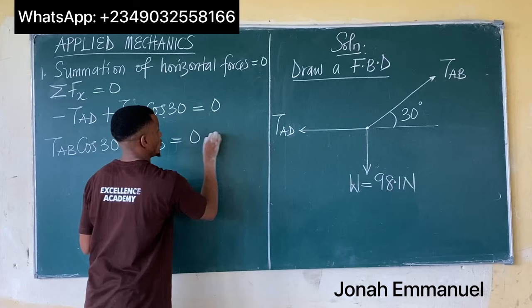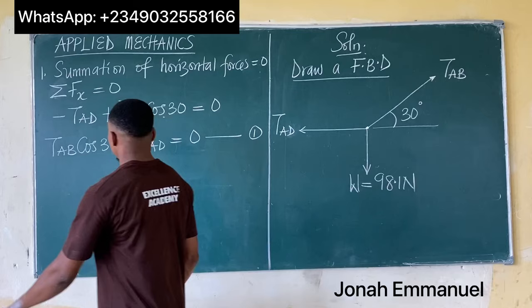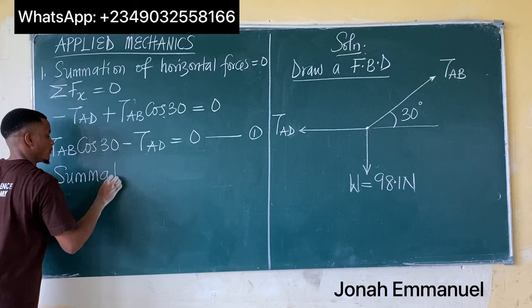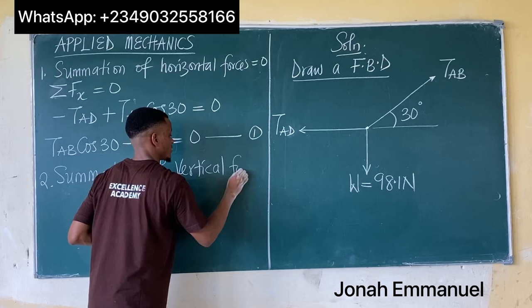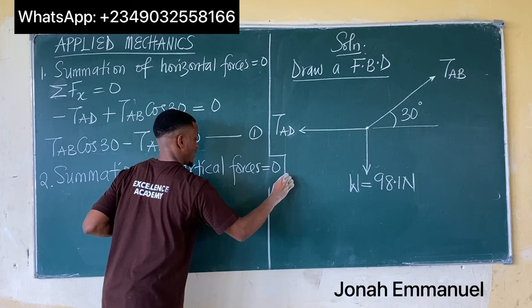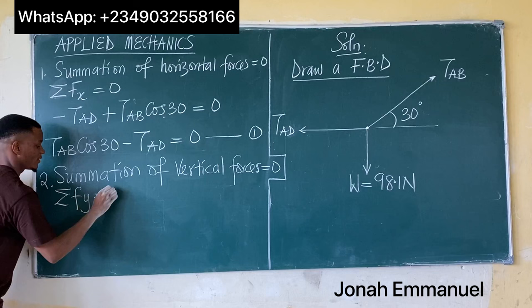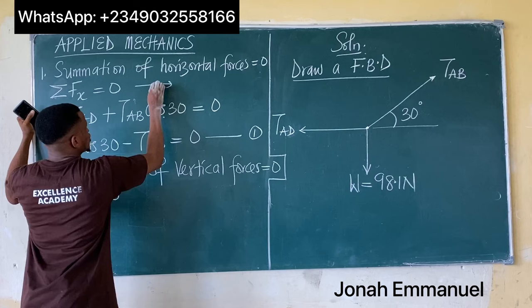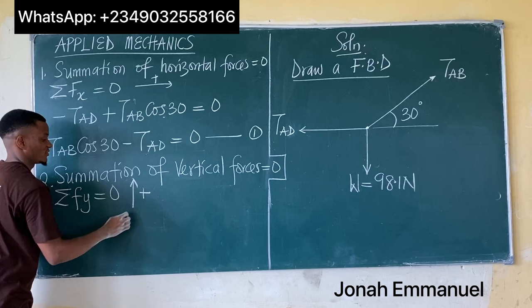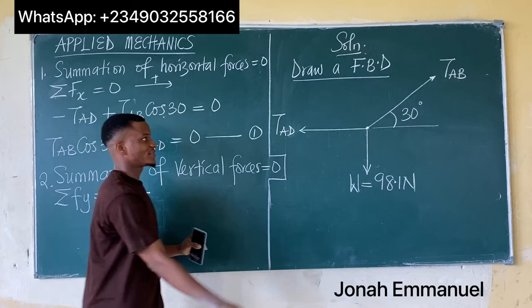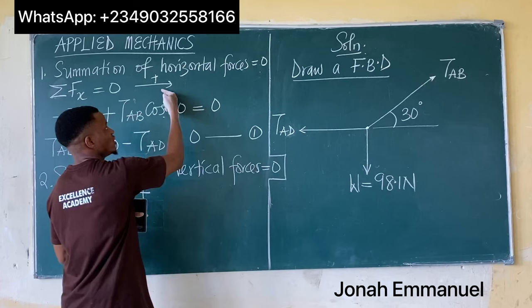Next up, let's look at our second condition for equilibrium, which is summation of vertical forces equal to zero. So sigma Fy equal to 0. If you want to, you can define coordinates. You can say if it's going this way, it should be positive. For this one, I'm saying if it's going upwards, it should be positive. If it's going to the right, it should be positive. That's why TAB is positive, it was pointing here. That's why this one was negative, it was pointing here. Pointing in the opposite direction becomes negative.